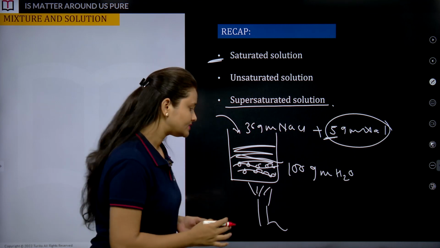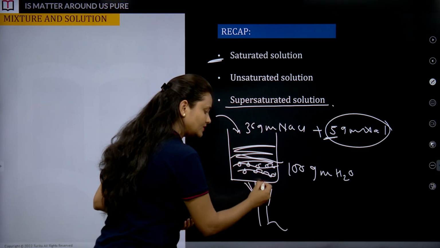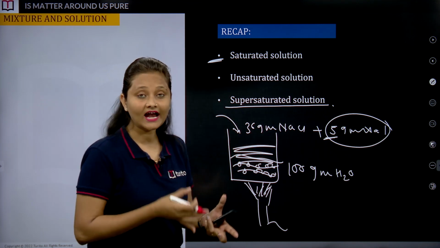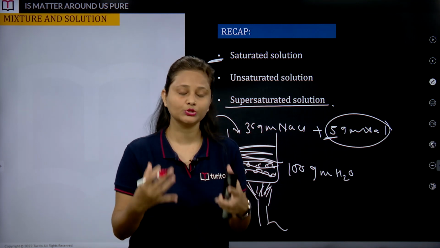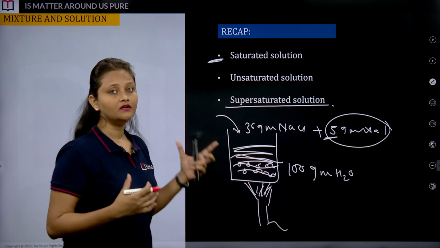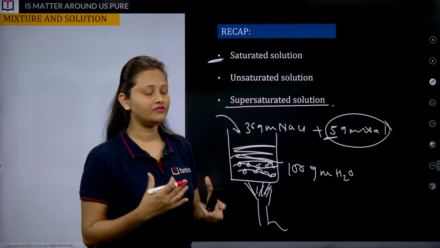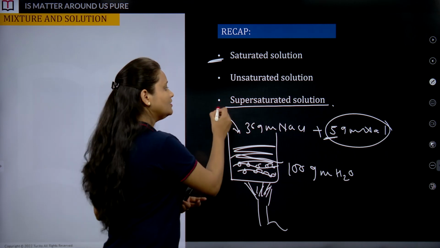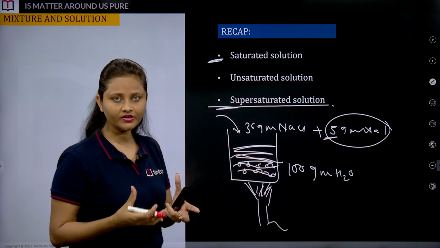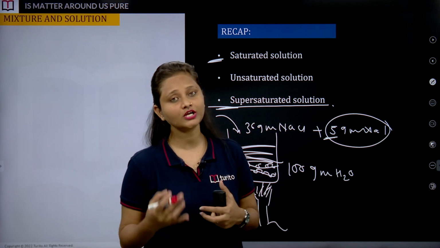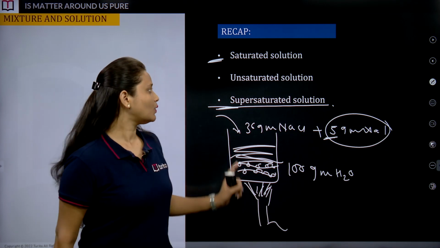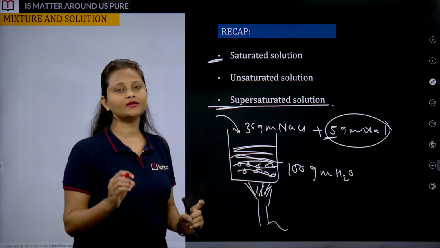So now when we supply heat to the solution, what happens? The 5 gram of NaCl gets dissolved completely, and now I can achieve the next level solution. The state of that solution will be supersaturated. So you have taken a saturated solution, and into that you have added extra salt, but how? By heating it, right? So definitely it is a temporary kind of solution.